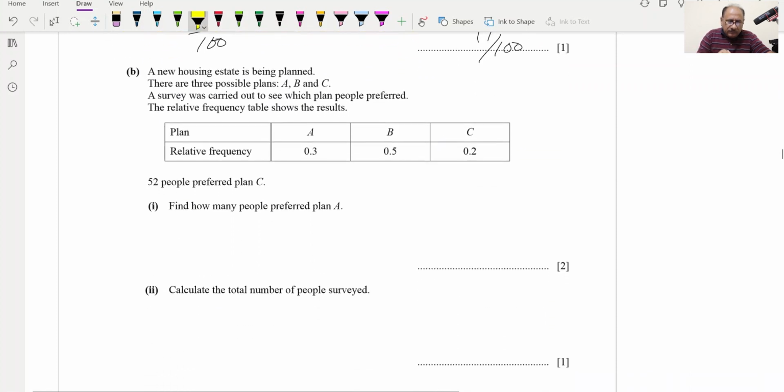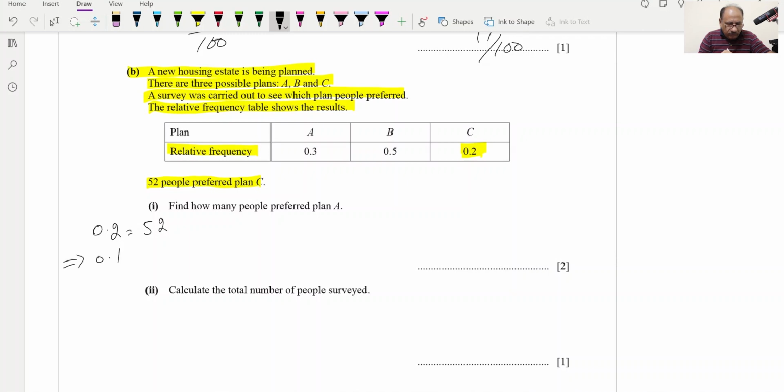Then B part, a new housing estate is being planned. There are three possible plans A, B, C. A survey was carried out to see which plan people preferred. The relative frequency table shows the results. So relative frequencies are these. 52 people preferred plan C. So 52 people preferred this one, 0.2. So we can write 0.2 is equal to 52.